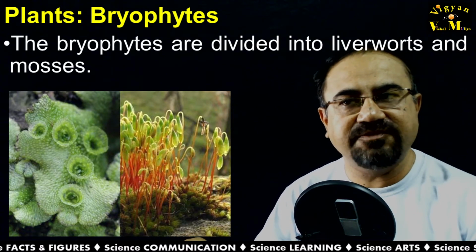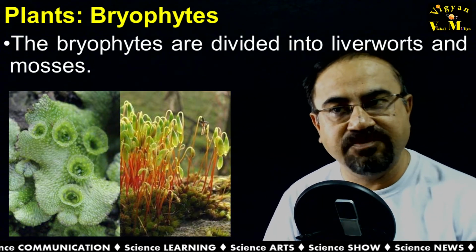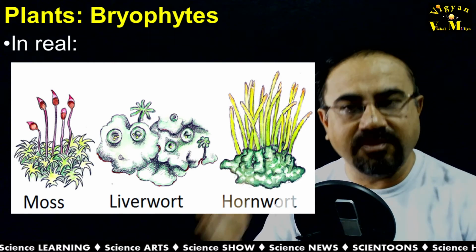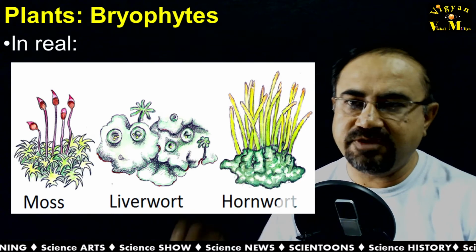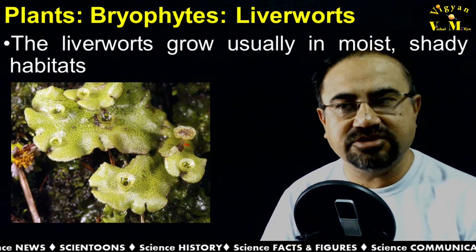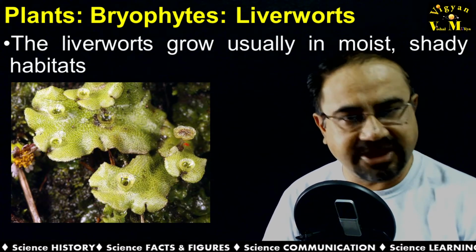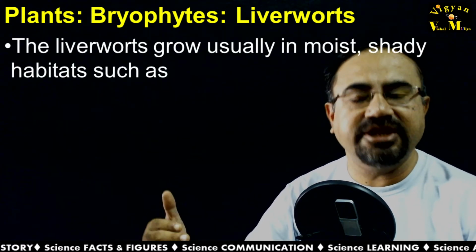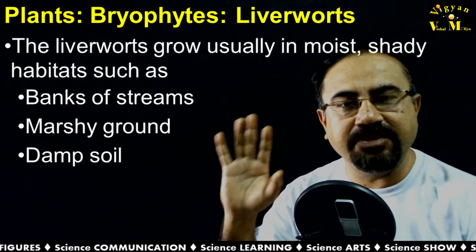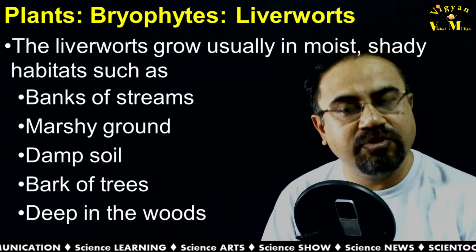These bryophytes are classified into two parts according to our textbook: liverwort and mosses. In reality, it is classified into three different parts: mosses, liverwort, and hornwort. But we will follow our textbook and we will begin with the liverwort. Otherwise, it is called Hepaticopsida also. Liverwort usually grows in moist and shady habitats. This moist and shady habitat can be the bank of a stream, marshy ground, damp soil, bark of a tree, and even deep in the wood also.